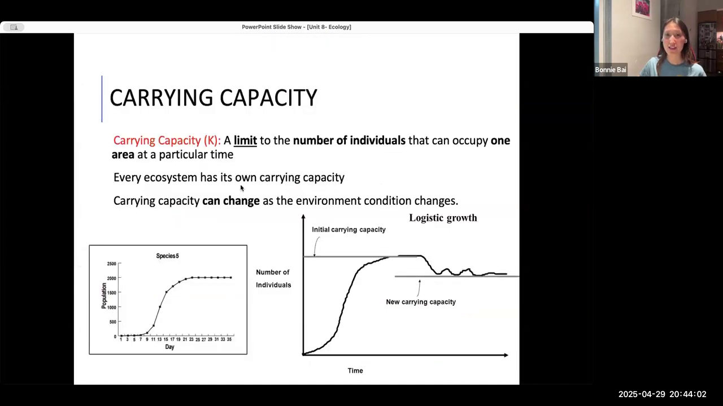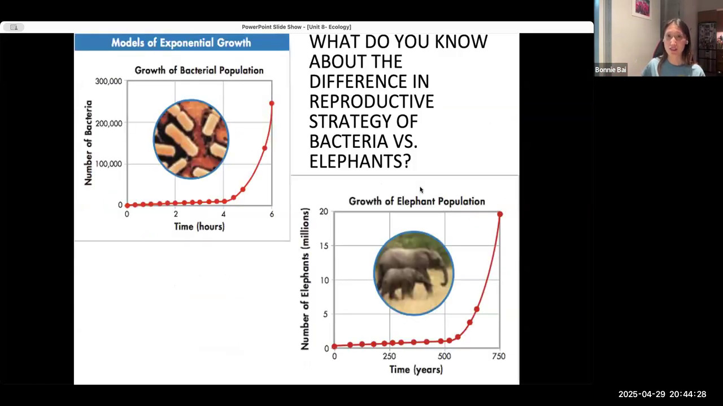Carrying capacity, like we said already, so I'm going to move on. Carrying capacity can change as the environment changes. If there's a bigger change to the environment, the capacity that the environment can handle for a particular population, as in one species living in the same area, that number could change as well. Okay, and exponential growth doesn't have a carrying capacity.